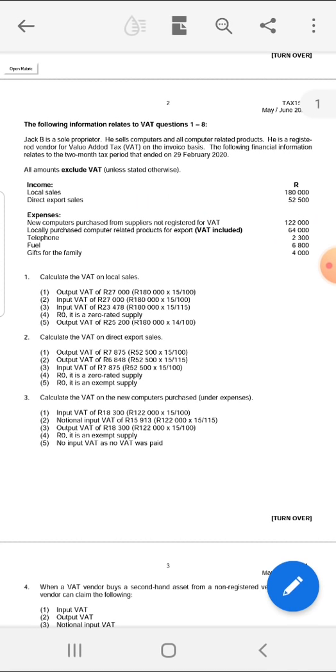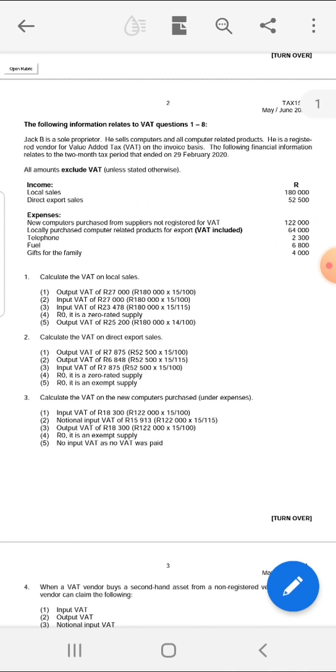So we have our income and expense. Remember, when you are selling something, you need to pay output tax to SARS, and when you are buying, you need to claim input tax from SARS. So whenever you see income, just know that you will pay output tax, and for expense, that's your input tax.